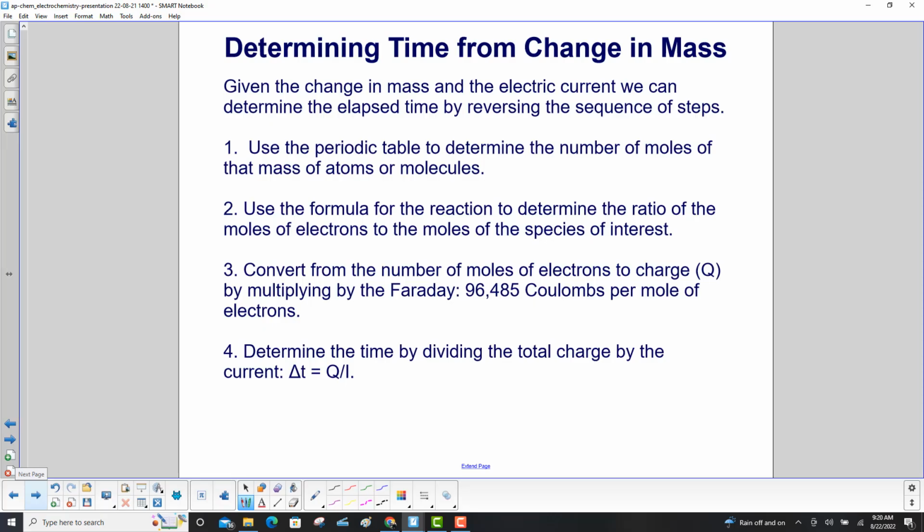We can also determine the time from the change in mass. And we use this procedure. Start with the periodic table to determine the number of moles from the mass of atoms or molecules. Step 2, use the formula for the reaction to determine the ratio of the moles of electrons to the moles of the species of interest. Convert from the number of moles of electrons to charge by multiplying by the Faraday. And finally, determine the time by dividing the total charge by the current.